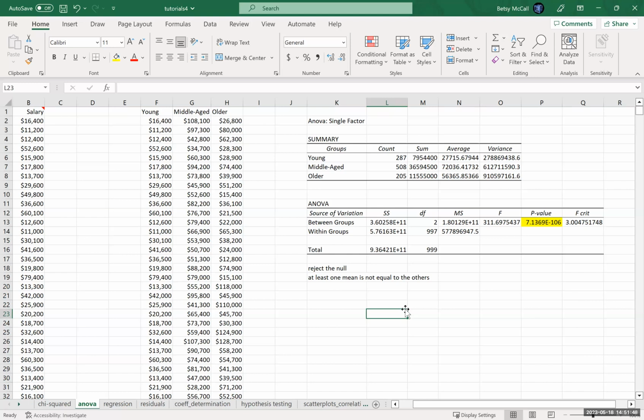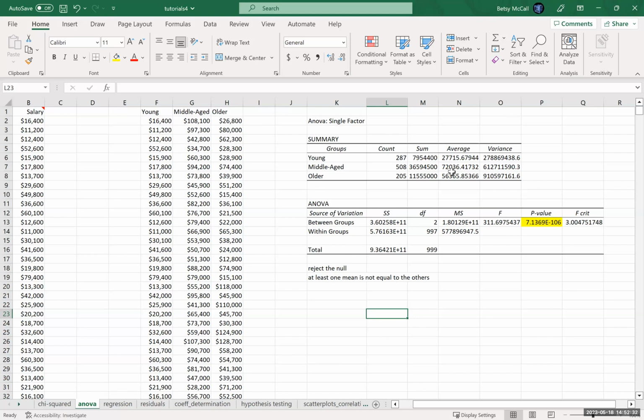Now, which mean is not equal to the other? Well, that's not immediately obvious just from looking at the raw numbers, but we could maybe get a sense of it if we looked at the averages that were pre-calculated. The two that are the most different are the young and the middle-aged, but the only way we can really know if this is suggesting that one of them is different from the others, maybe young is different from middle-aged, but maybe middle-aged and older are not different enough to trigger it. The only way we could know for sure is to actually do our t-test.